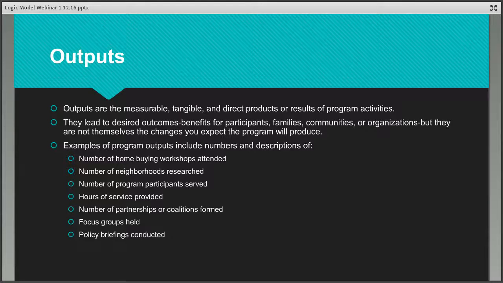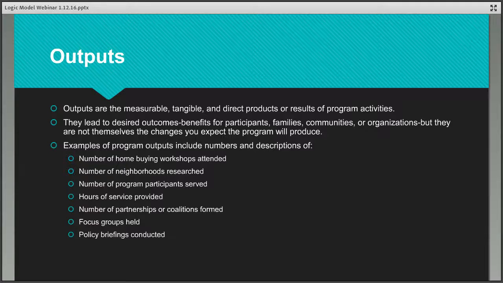Outputs are those measurable, tangible, and direct products or results of program activities. They lead to desired outcomes, and those can be benefits for participants, families, communities, or organizations, but they are not themselves the changes you expect the program will produce. They do help you assess how well you are implementing the program, however. Whenever possible, you should really think about expressing outputs in terms of the size and scope of services or products delivered or produced by the program. So those frequently include quantities or reflect the existence of something new.